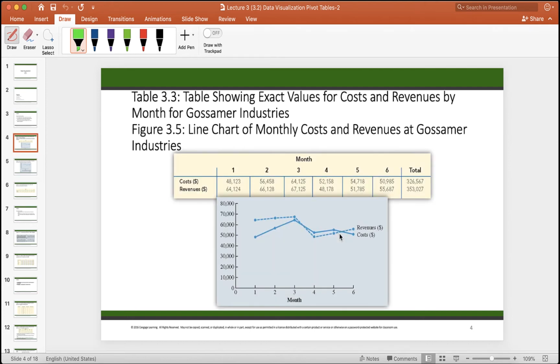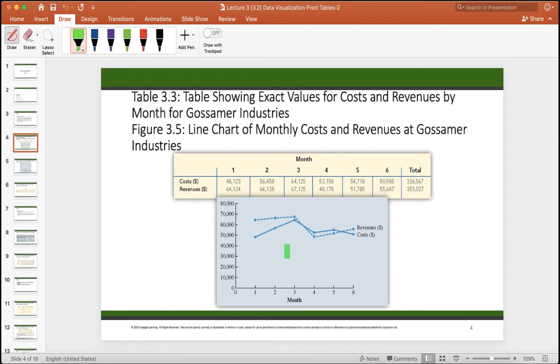So this is some information. This is information for a particular company, Gossamer, and it's accounting department summary of data for tax returns. So they've actually looked at the revenues and the cost of this company in dollars. And this is what we've got. So we've got a chart, and we've also got the table data here.